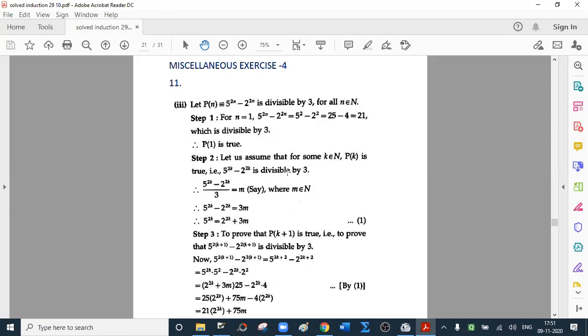Means what? Do we say that 13 is divisible by 3? No, because 13 upon 3 is not a natural number. But when we assume that this is divisible by 3, by that we mean 5 raised to 2k minus 2 raised to 2k when divided by 3 gives m, which is a natural number. Cross multiplication gives 5 raised to 2k minus 2 raised to 2k equal to 3m. So 5 raised to 2k is 2 raised to 2k plus 3m.